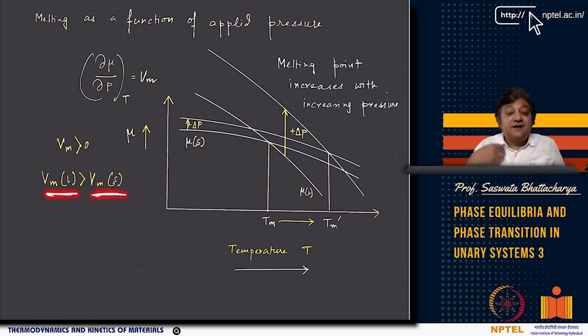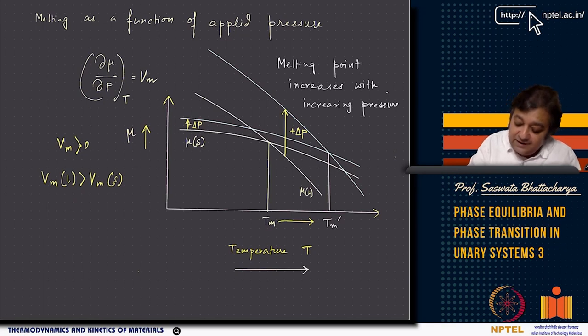If the molar volume of liquid is greater than that of solid, then the change in energy, or change in chemical potential, will be much steeper for the liquid than for the solid. As a result, the melting temperature, or the transition temperature, will shift to the right of the original melting temperature. So as I increase pressure, it will shift to the right, right? So the solid will melt at a higher temperature.